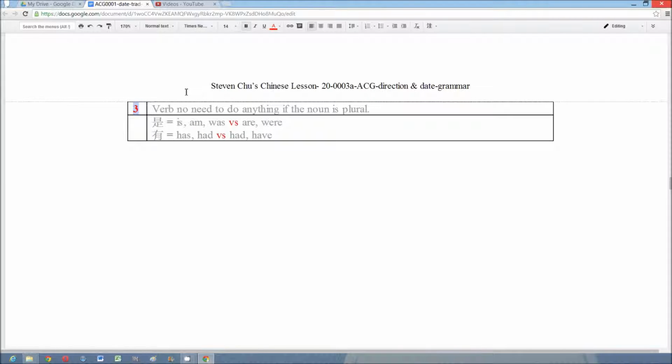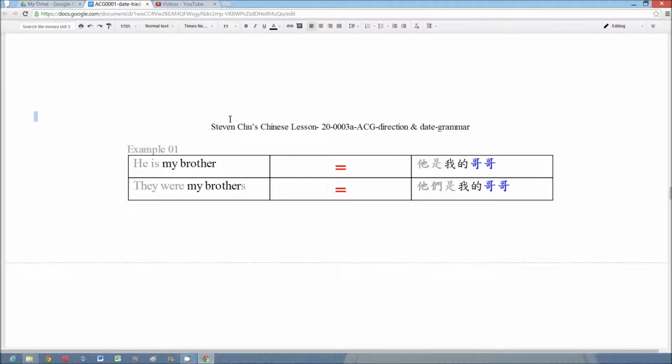And the third characteristic is that the verb doesn't have to change anything, no matter whether the noun is plural or singular. For example, is, am, was, has, and had are used in the singular situation, while are, were, had, and have are used in the plural situation. But 是 and 有 can be used in both situations.